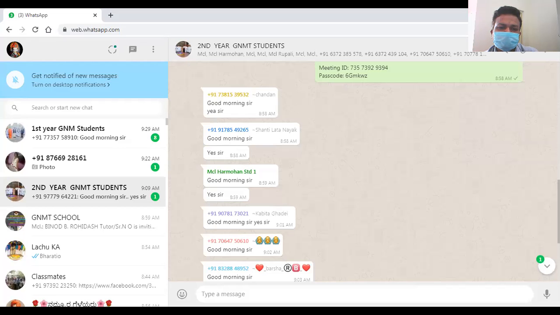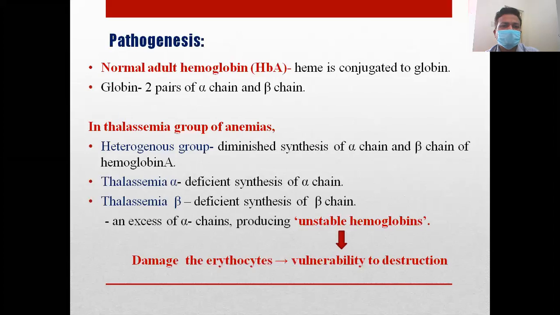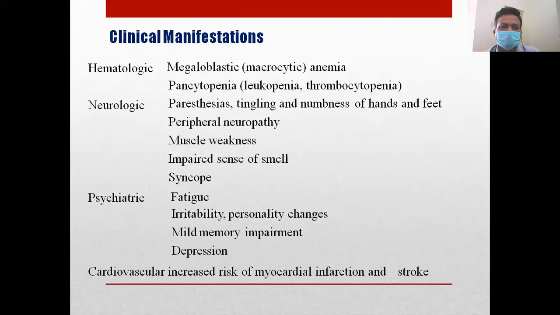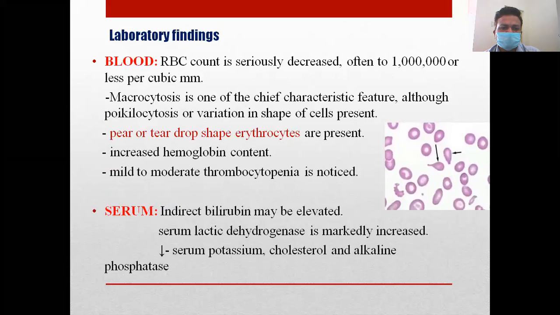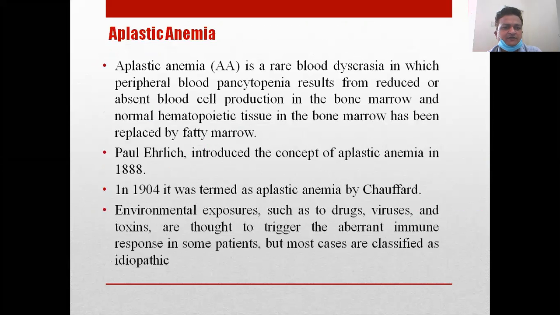This is all about all types of thalassemia and megaloblastic anemia. Okay. Then I think so. This one is the laboratory findings of megaloblastic anemia present in the megaloblastic.